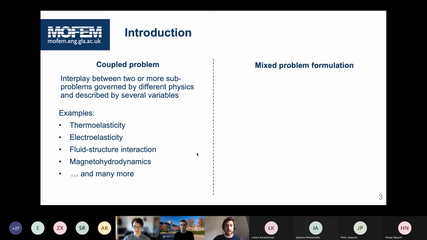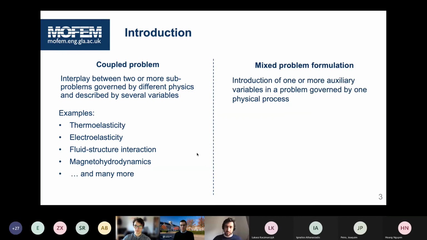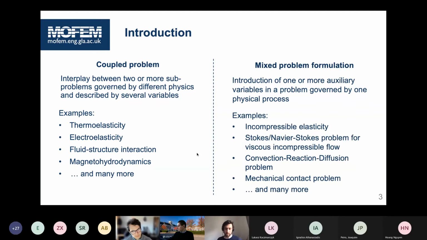Many others also exist. In contrast to that, in mixed problems, we consider one physical process, and then we ourselves introduce one or more additional auxiliary variables for reasons that we will discuss in a minute. There are a number of problems that permit such a formulation, and also not just permit but benefit from it, like incompressible elasticity or incompressible flow. Then the problems of convection, reaction, diffusion, contact problems, and also many more.